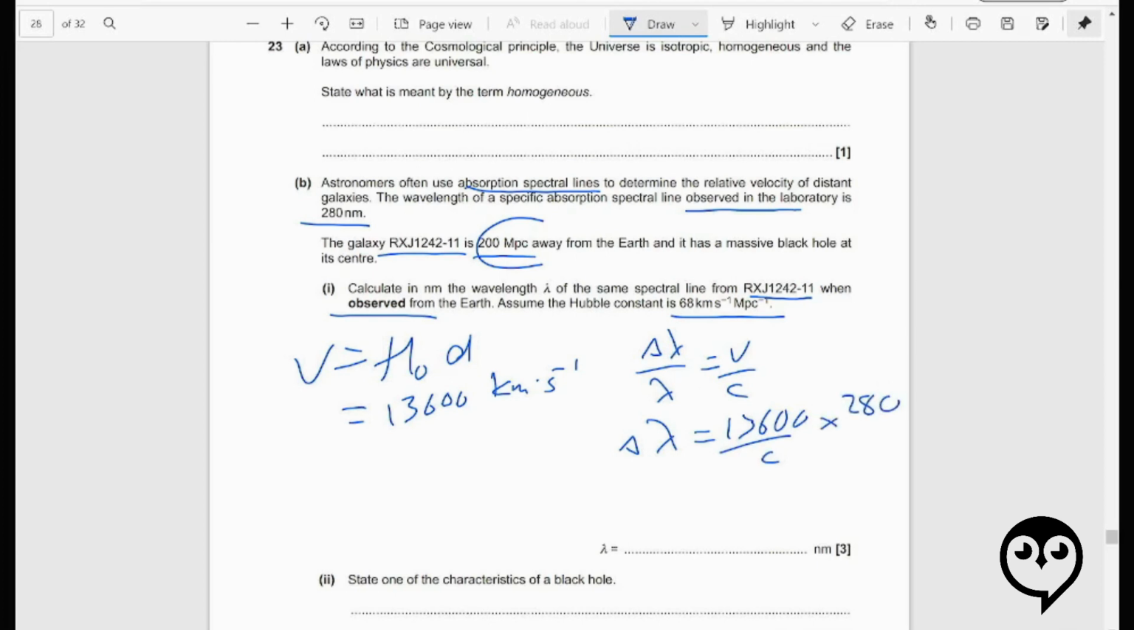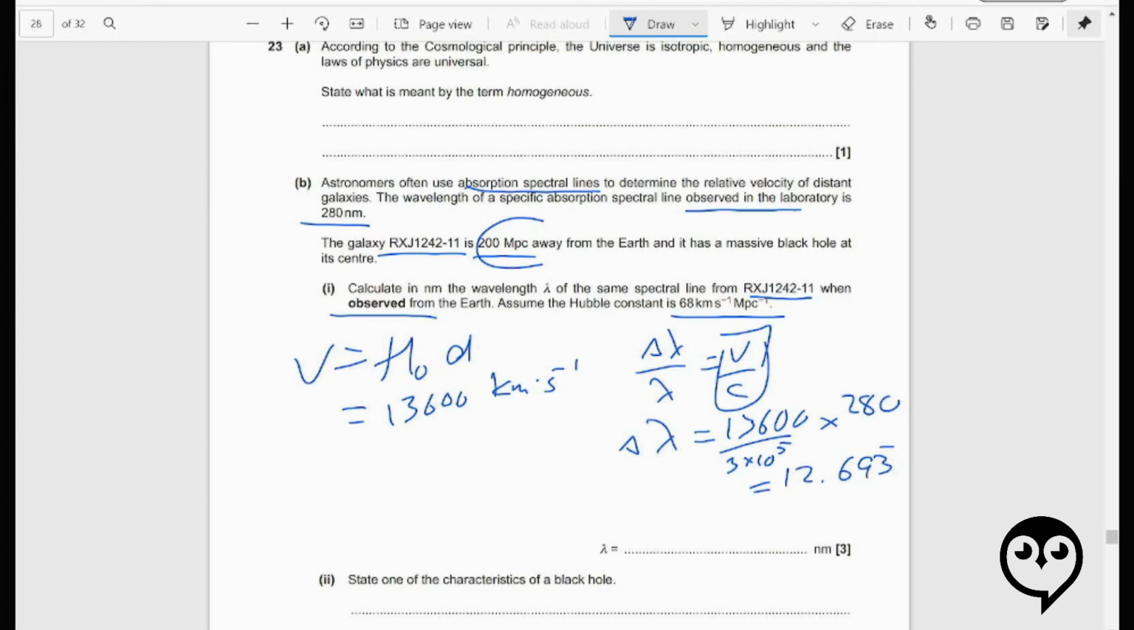I'm going to just keep it in nanometers, okay, because C is not going to be just normally C. It's going to have to be in kilometers per second. So that's 3 times 10 to the power of 5 kilometers per second. And those kilometers per second will cancel out. That's a ratio of velocities. And we can just keep that in nanometers. That's fine. So I get a shift of 12.693 repeated nanometers.